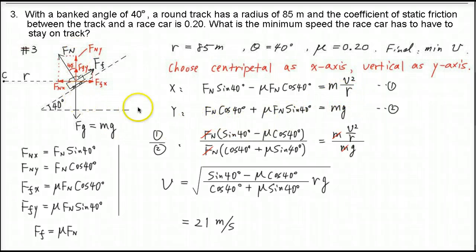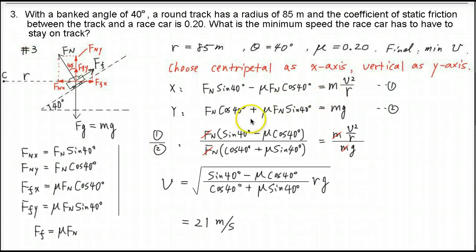And then in the vertical direction, the two forces both going up, Fny and Ffy, added together, should be balanced with gravity. Okay, now after you set up these two equations, it's your math skill that helps you figure this out. So one way, of course, you can figure out the Fn from the second equation, in terms of mg. Now you don't know the m, so you can't actually find out how much Fn is. But if you plug in, the mass will be cancelled, right?